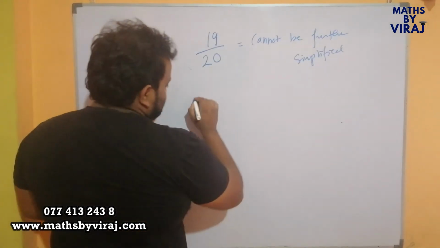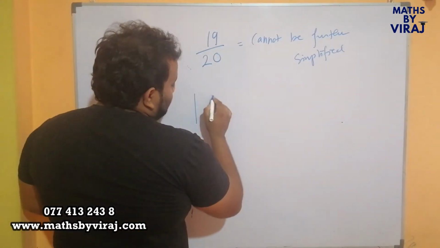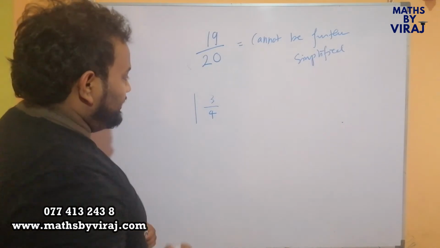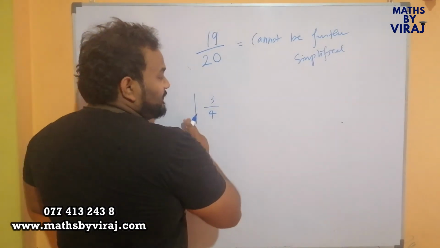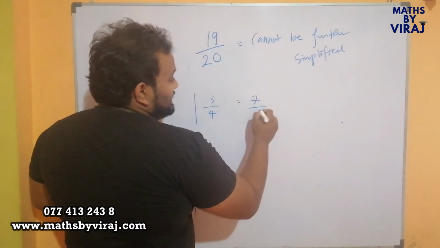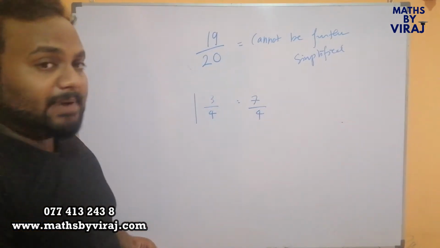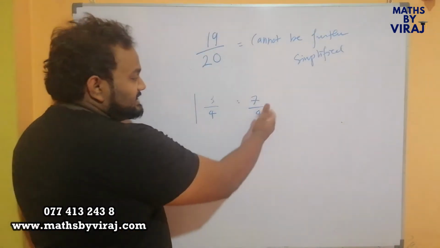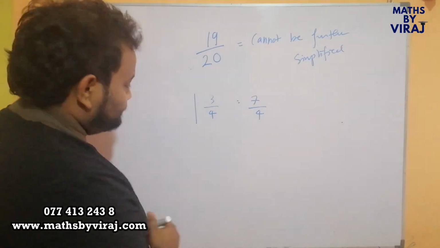If we have, for instance, 1 and 3 over 4, again, 4 times 1 is 4, plus 3 is 7 over 4. Again, 7 being a prime number, there's no further simplification for this.